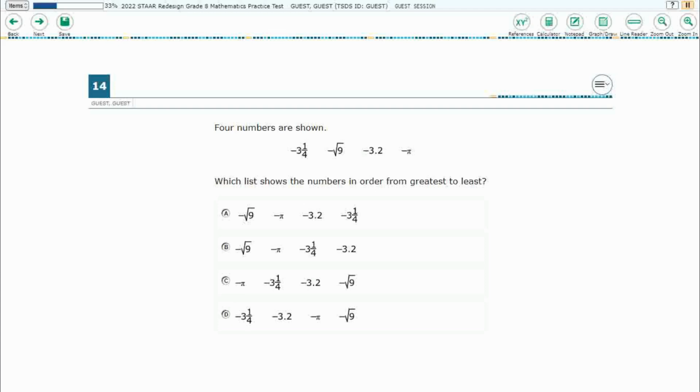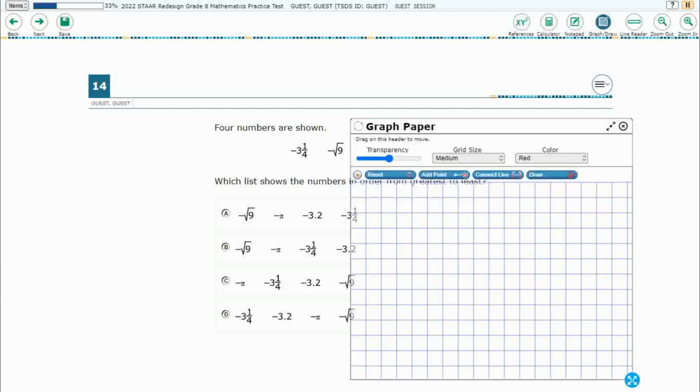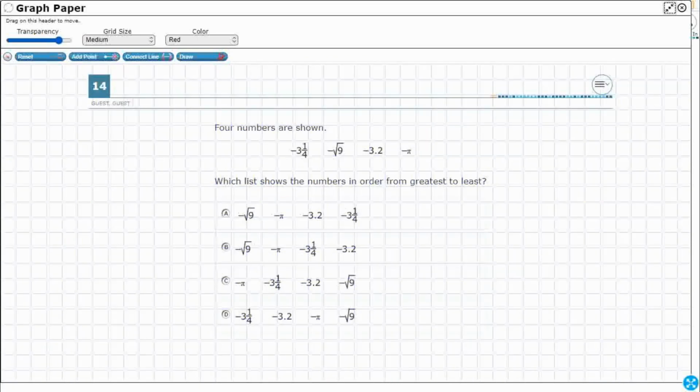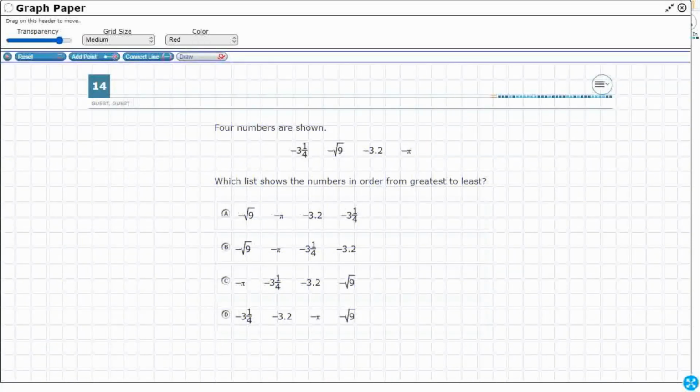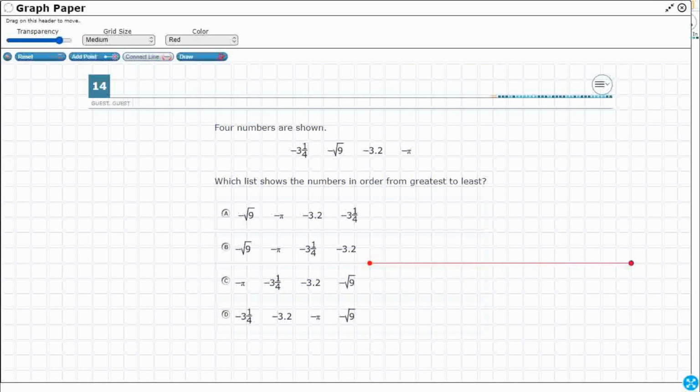So we need to order these numbers from greatest to least. And we have a whole bunch of different looking numbers here. Let's open up the graph draw feature, expand it out, increase the transparency. Now before we do anything, we need to make sure we understand what greatest to least means.